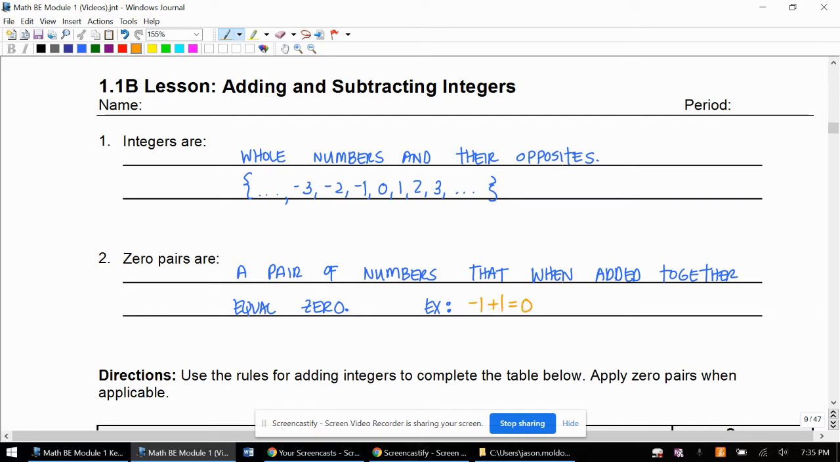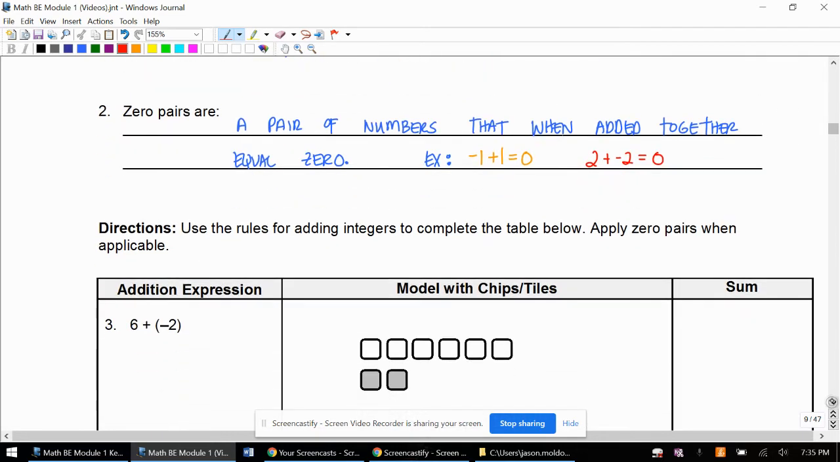And we're going to review how to add integers in just a minute. I'll think of some easier ones though. 2 plus -2 is 0. So when we add two numbers up and they equal 0, then those two numbers must have been what is called a zero pair. They cancel out into 0.